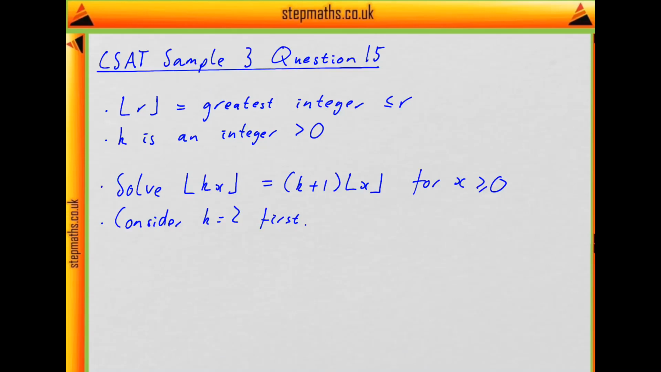This is question 15 from the third CSAT sample paper. In this question, we're given this function, which is like a little box, and box of r is the greatest integer less than or equal to r.